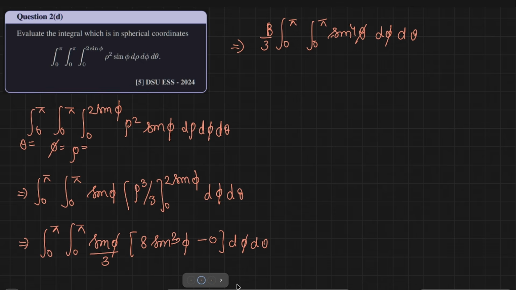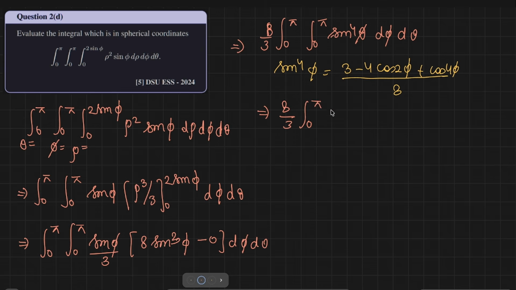So basically I will write the expansion of sine power 4 phi, using the formula of sine cube sine 3 theta. So this is 3 minus 4 cos 2 phi plus cos 4 phi divided by 8. How do you write it down? Then it is 8 by 3, 0 to pi, 0 to pi, 3 minus 4 cos 2 phi plus cos 4 phi divided by 8, d phi and then d theta.